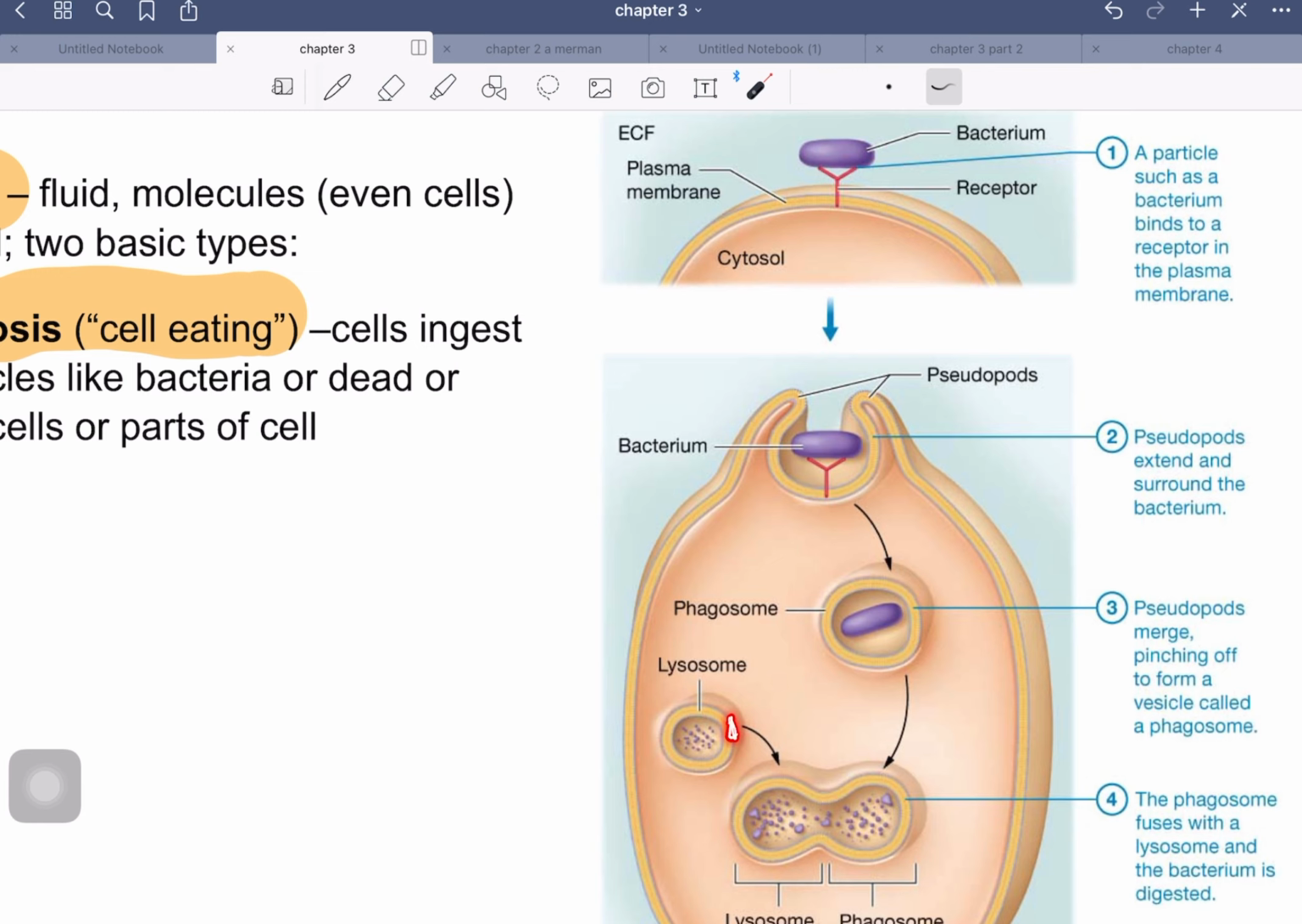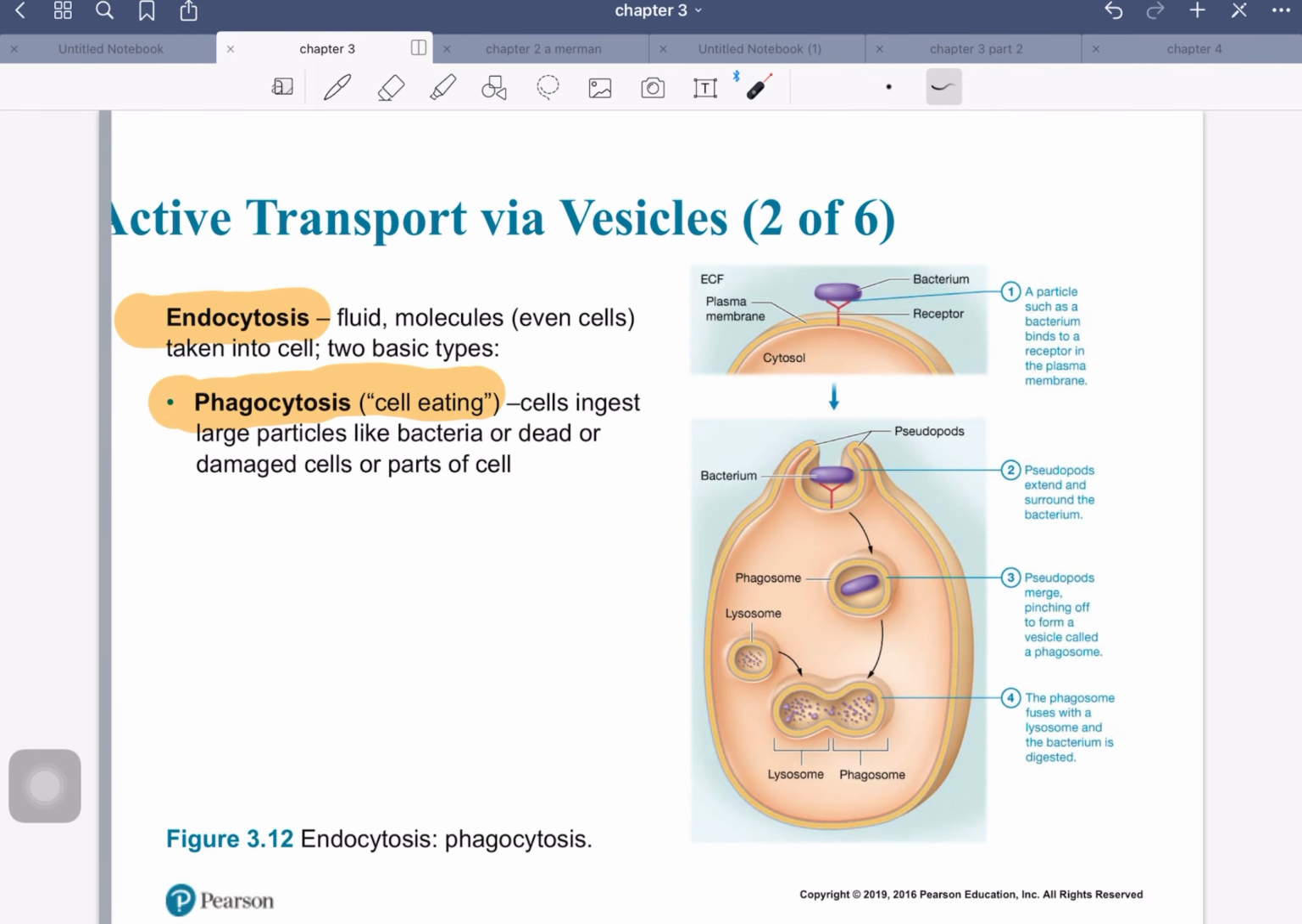Once again, when they come into contact with each other, the membranes fuse. When they fuse, it allows them to become one big space. This way, the bacteria are merged with the digestive enzymes. So that's one example of endocytosis, which is phagocytosis, or cell eating.